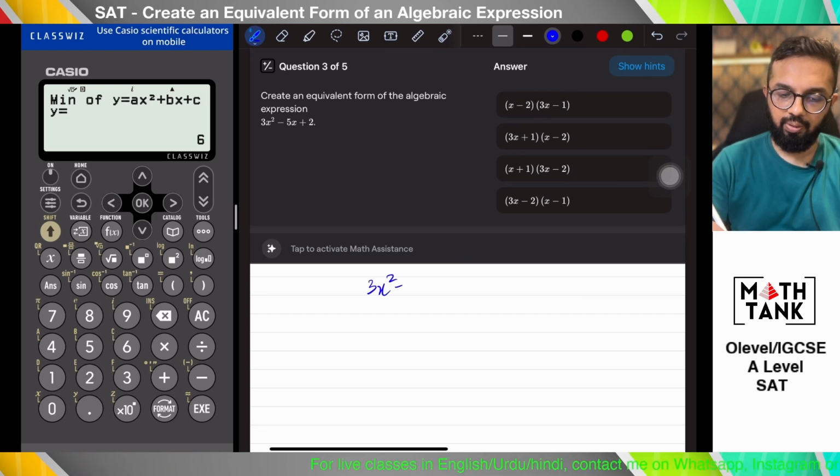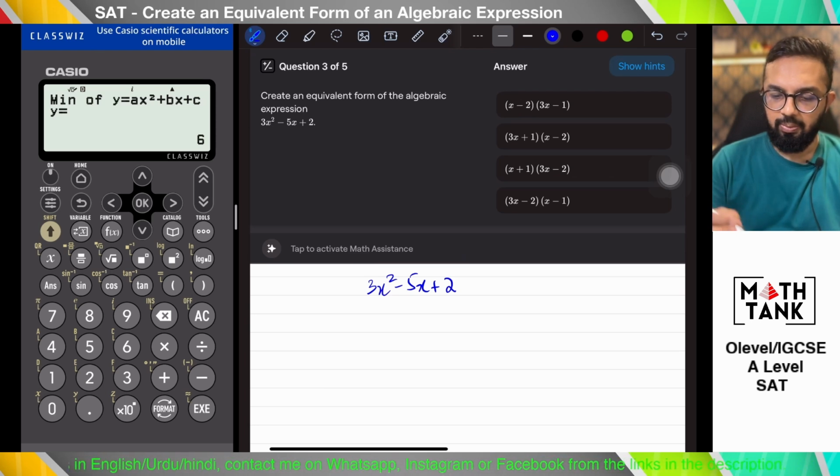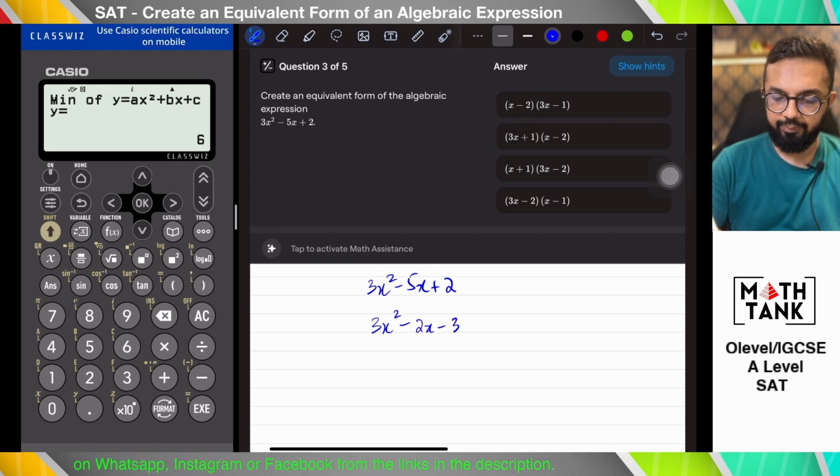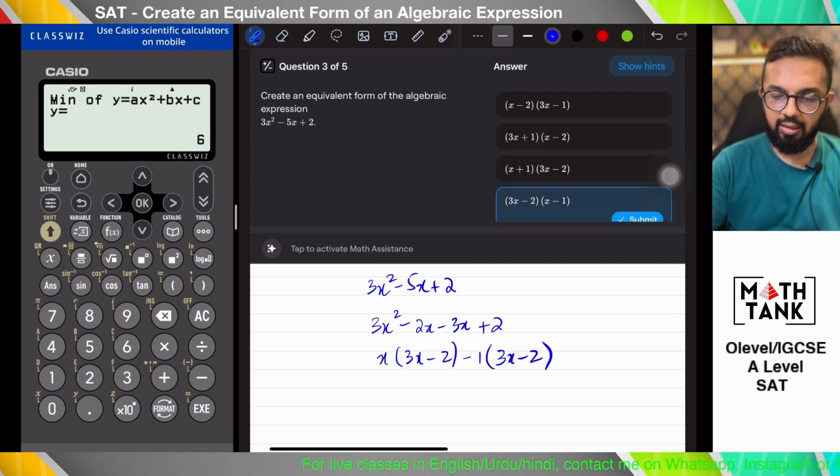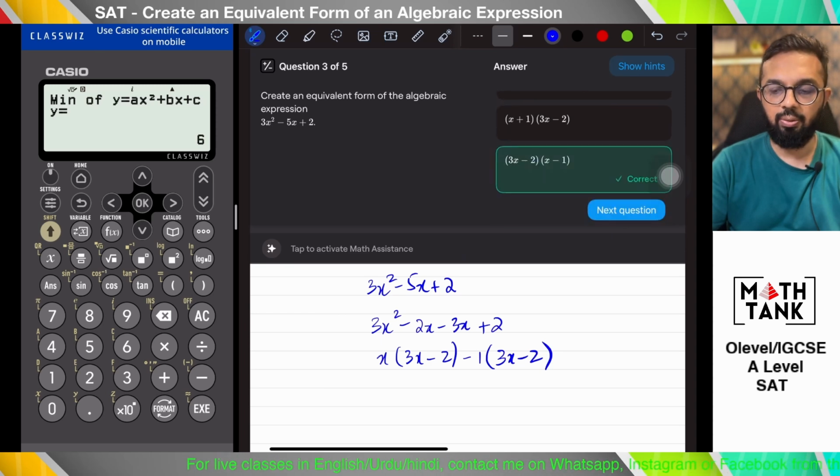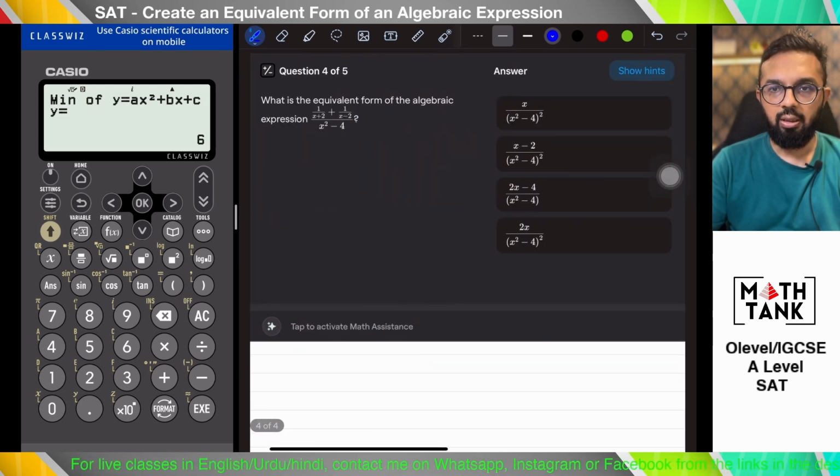Okay, 3x squared minus 5x plus 2. This is with factorization. I could do this. So I'm going to get x common, 3x minus 2, and minus 1 common, 3x minus 2. So that's x minus 1 into 3x minus 2. Answer option D sounds right.